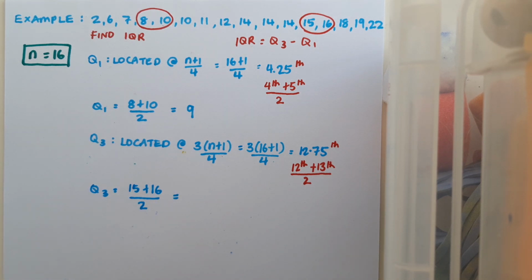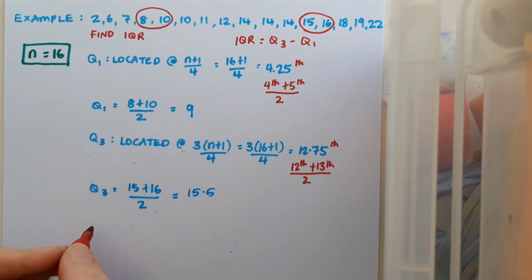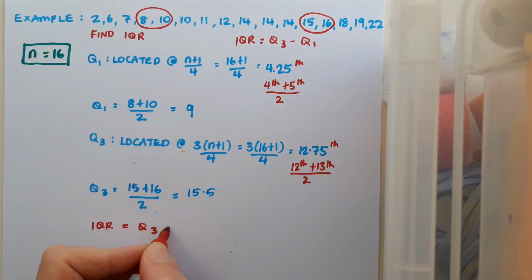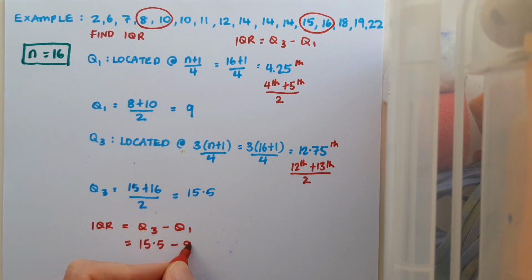And that's going to give me 15.5. Finally, I'm going to calculate the interquartile range. And of course, don't forget, interquartile range is Q3 minus Q1. And in this case, Q3 is 15.5 and Q1 is 9. So when I subtract the two of those, I'm going to have an interquartile range in this case of 6.5.